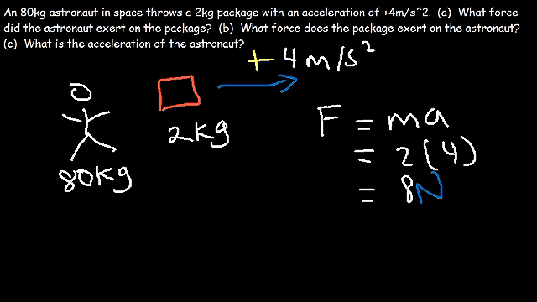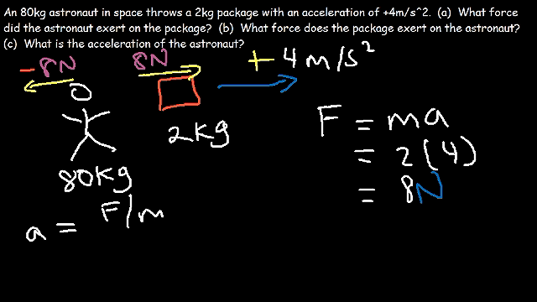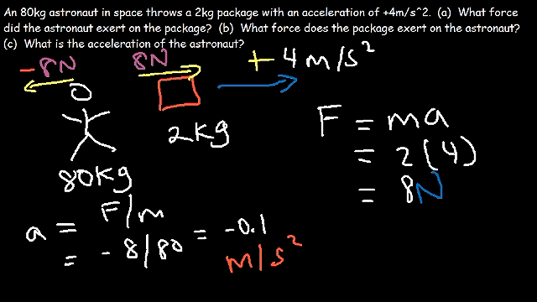Now, what force does the package exert on the astronaut? Well, according to Newton's third law, for every action force there is an equal but opposite reaction force. So if 8 newtons of force was exerted on a package, 8 newtons of force will be exerted on the astronaut. But because it's in the opposite direction, let's put a negative sign to it. Now let's calculate the acceleration. So the acceleration is the force divided by the mass. So negative 8 divided by 80 is negative 0.1. So this is the acceleration acting on the astronaut.